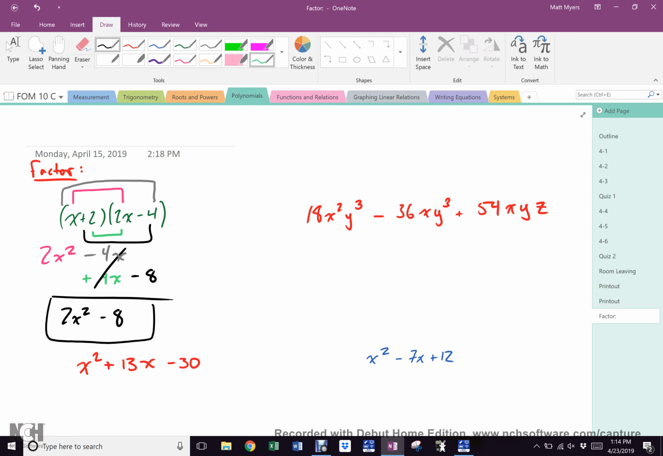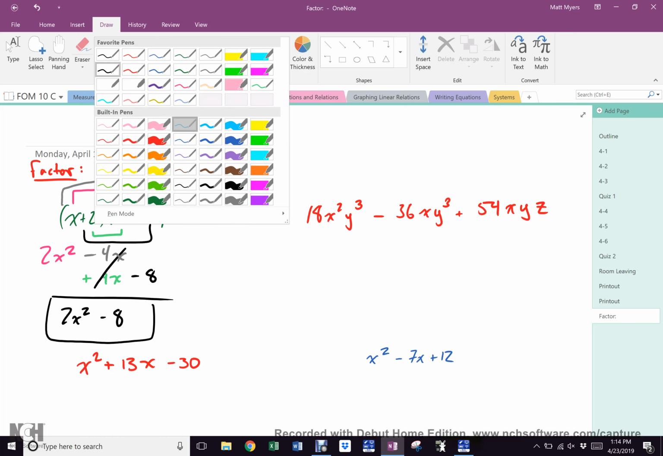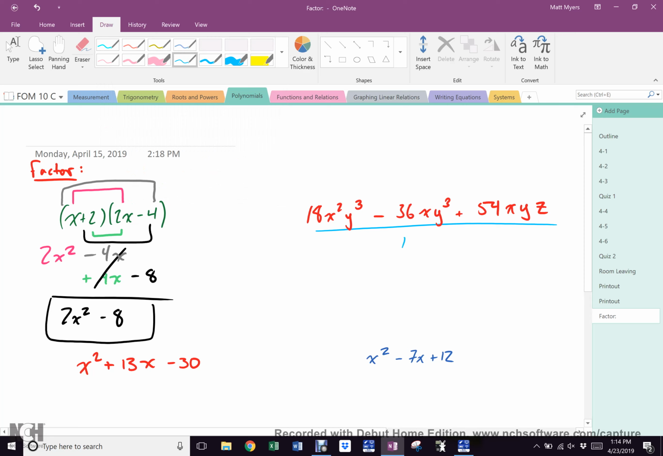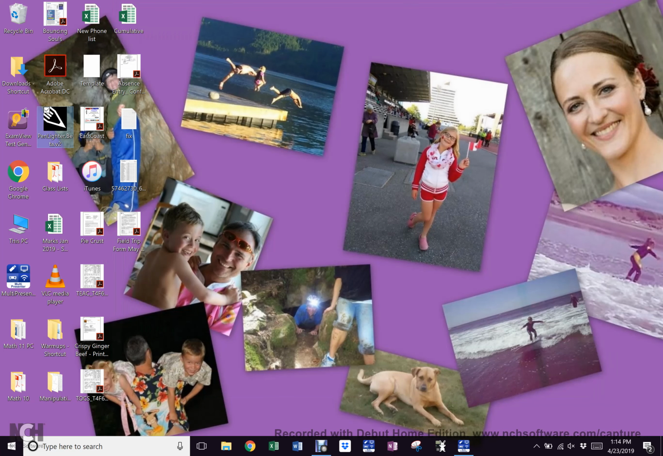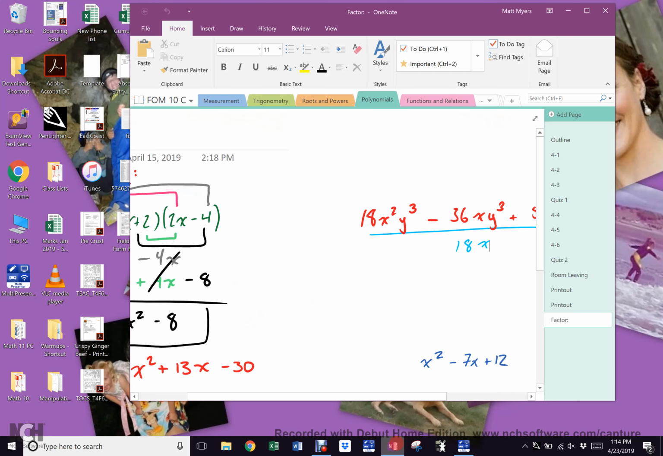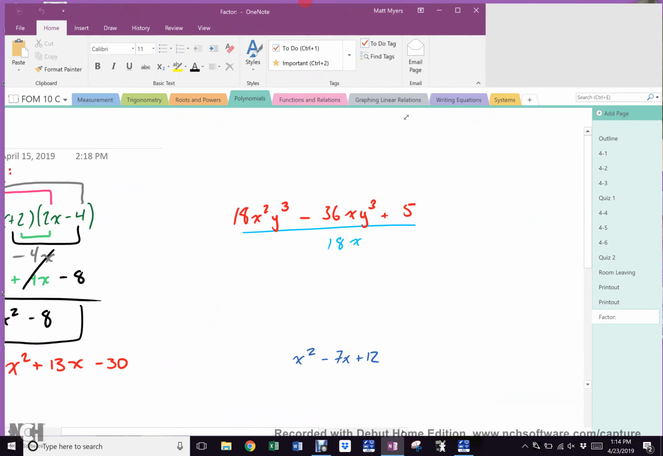Factor that. Step 1, decide on the GCF. What is it? It is 18 and x. Why only one x? Because it's the lowest, the greatest amount of x's that everybody has. And a y.